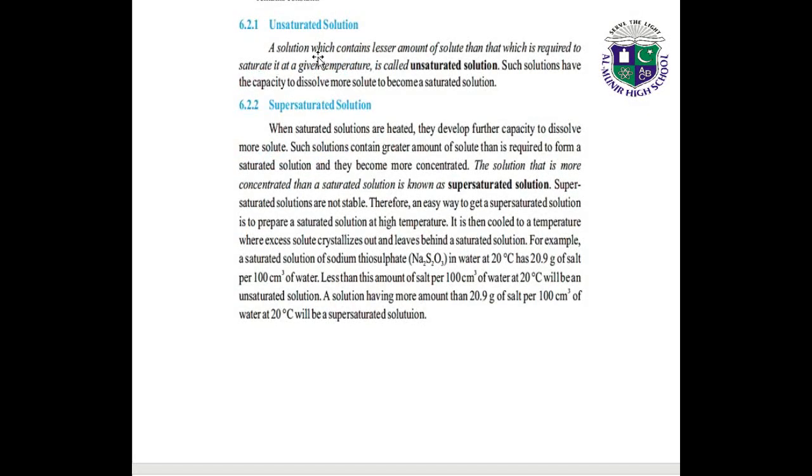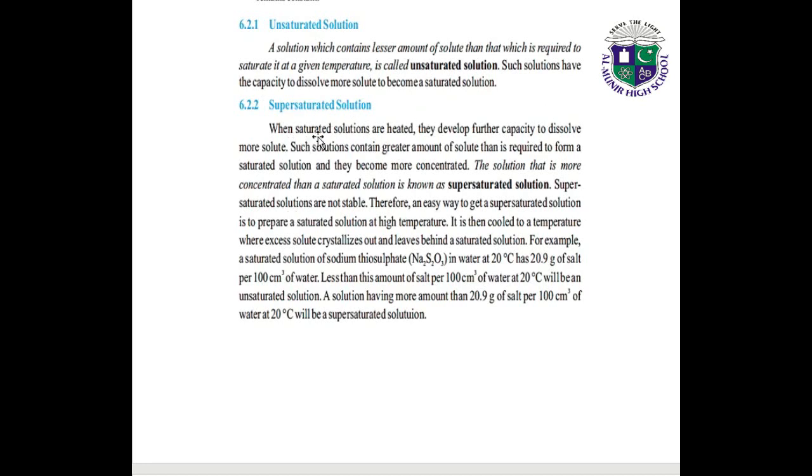Unsaturated solution: a solution which contains lesser amount of solute than that which is required to saturate it at a given temperature is called unsaturated solution. Such solutions have the capacity to dissolve more solute to become a saturated solution.